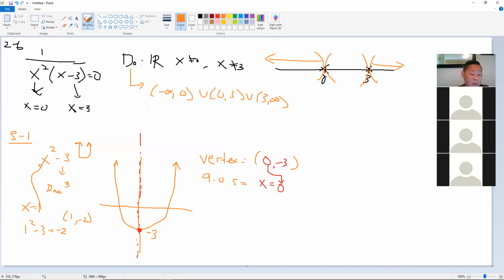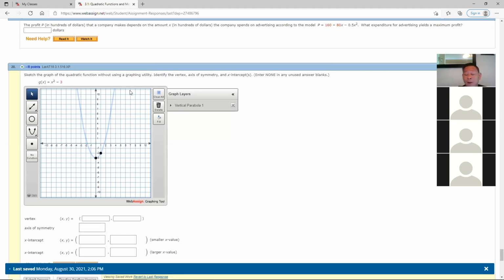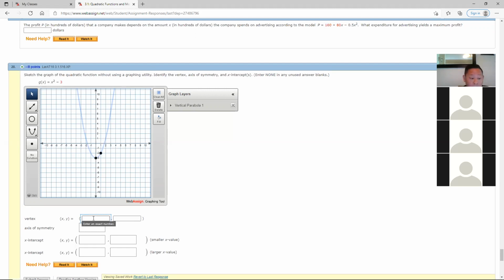So what you do in your WebAssign here is you actually have to give me another point. And that point, you plug in x is 1 or 2 or 3, whatever number you want, except 0, because we used it here. So 1 squared minus 3 is -2. So you click on here, and they will automatically draw you a parabola. So in order to draw a parabola in WebAssign, make sure you have 2 points. One of them must be your vertex, and the other one is any point on the parabola. And the vertex is 0, -3. And don't forget, when you type in your axis of symmetry, make sure it's x equals 0. If you just put 0, they will mark you wrong.